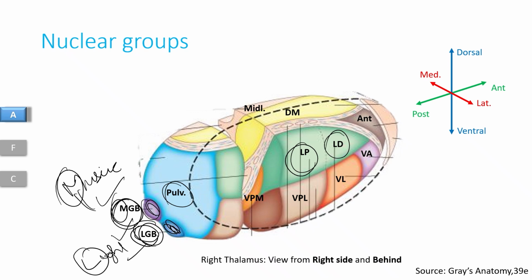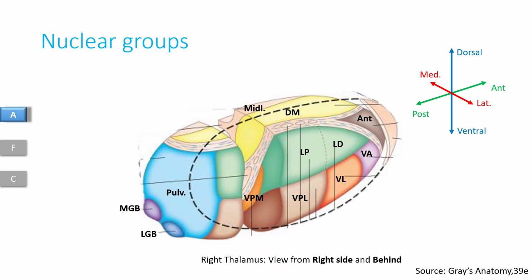So these are the main nuclear groups. Now within this internal medullary lamina, which I mentioned before, you also have a couple of nuclei. Inside that white matter lamina, you have a centromedian nucleus over here, and also a group of intralaminar nuclei within it. So these are the diverse groups in the thalamic egg.